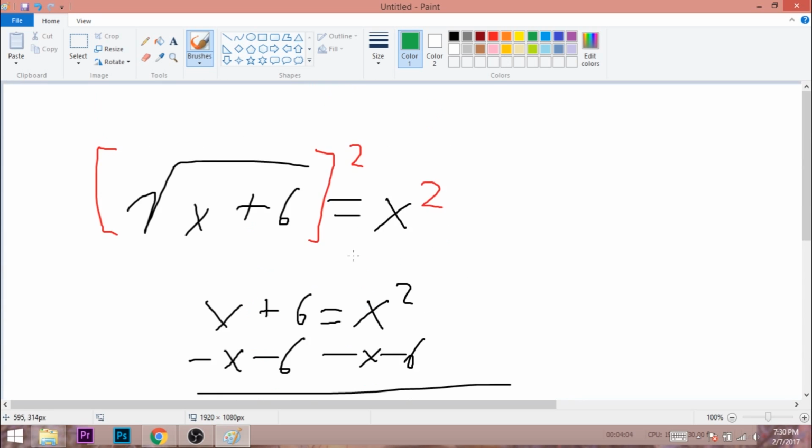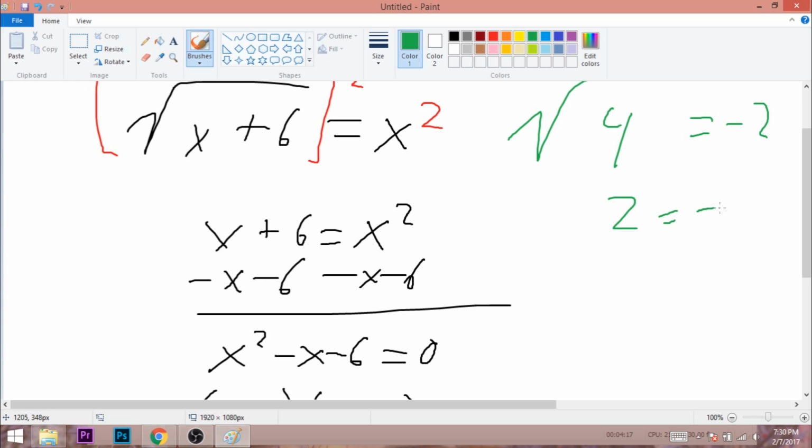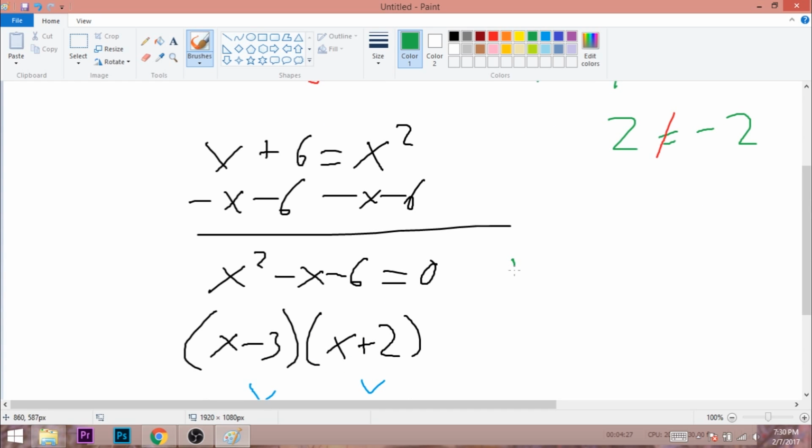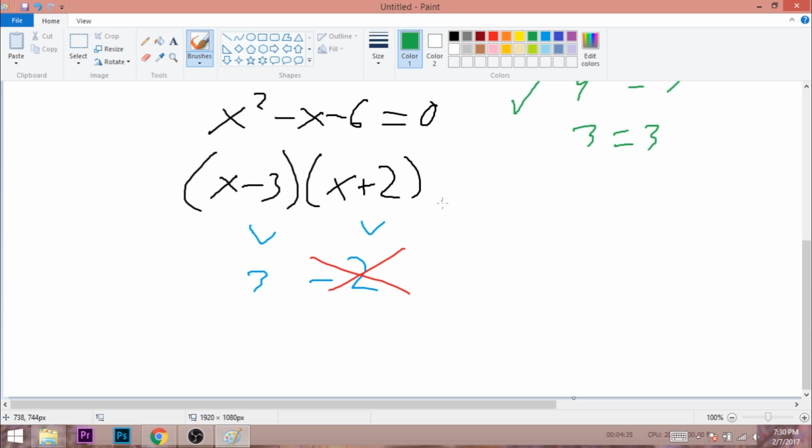So let's see, if you plug in the negative 2 in here, square root of x plus 6, which is 4, is equal to negative 2. Well, you get 2 is equal to negative 2. This is not right. Right? That means this number is off. Now let's check the second one. If you plug in 3, you get the square root of 9 is equal to 3. And 3 is equal to 3. And this is good. So that means this is good, and it is not an extraneous solution.